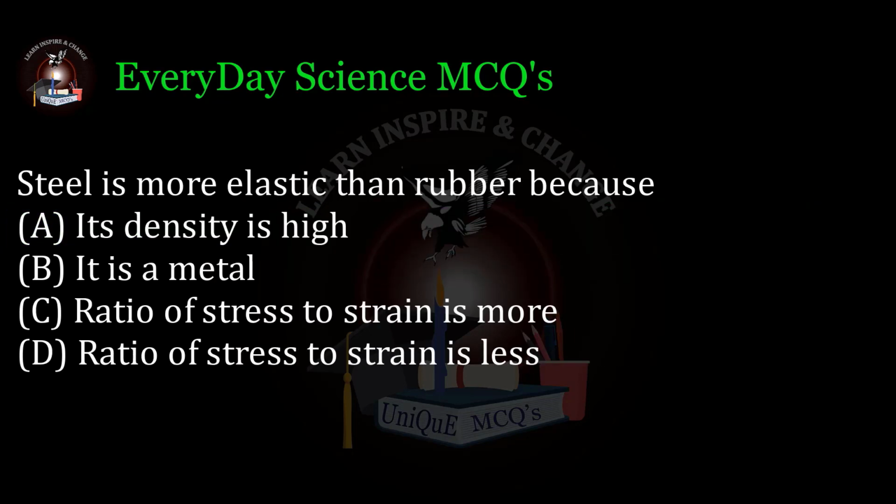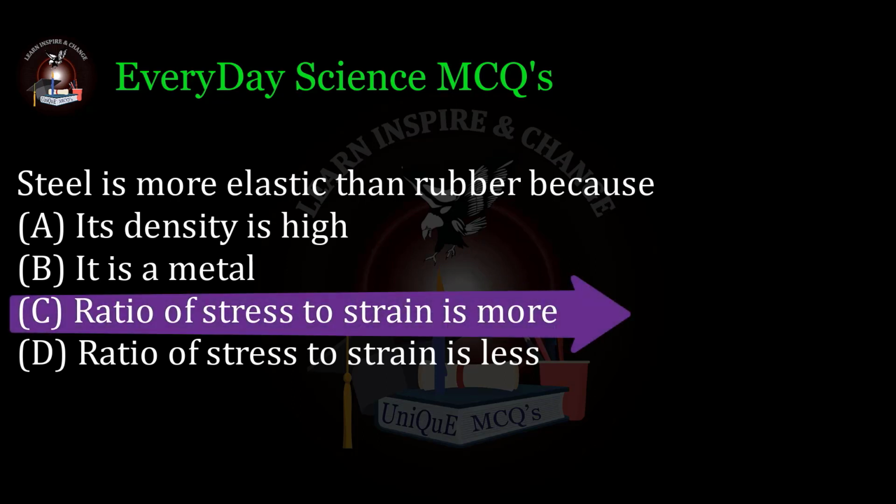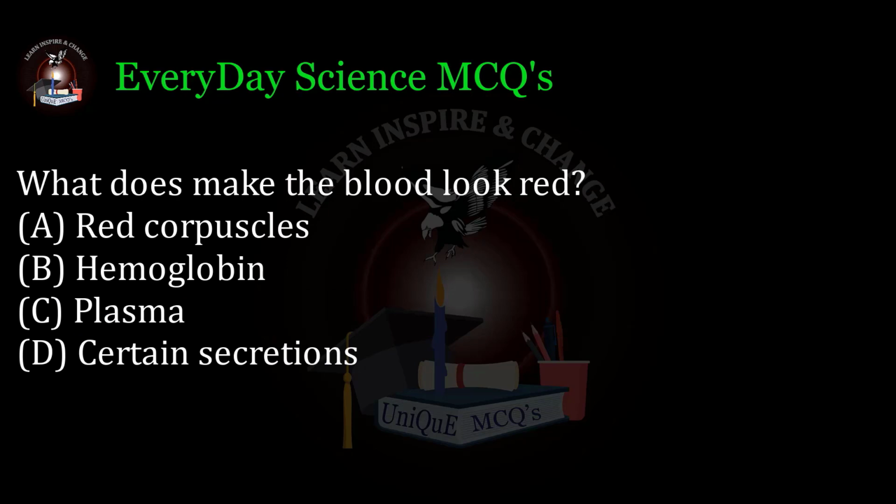Steel is more elastic than rubber because A. Its density is high, B. It is a metal, C. Ratio of stress to strain is more, D. Ratio of stress to strain is less. Correct answer C. What does make the blood look red?